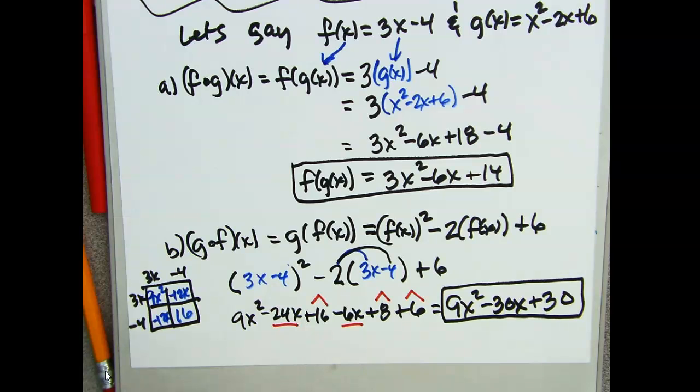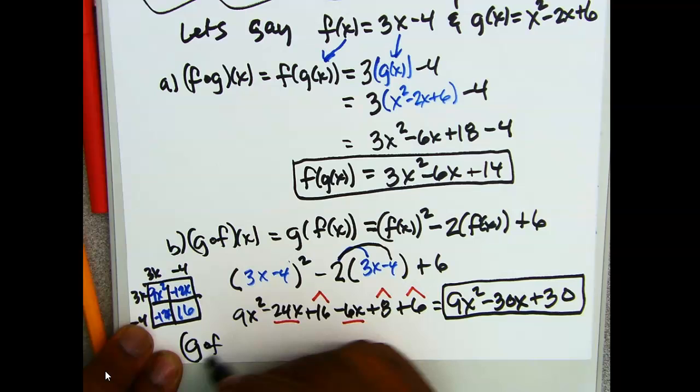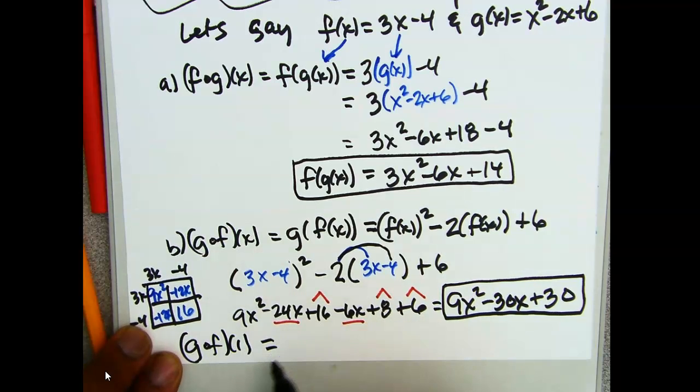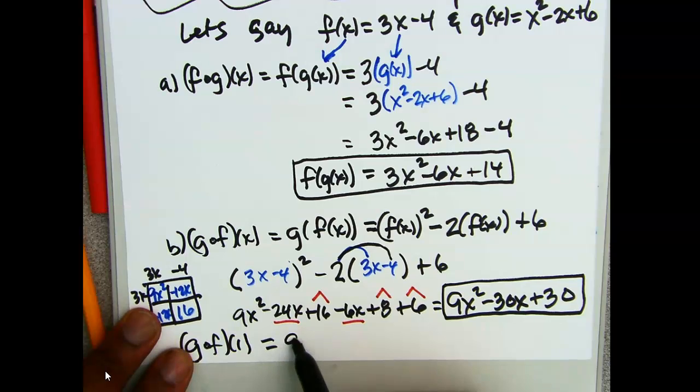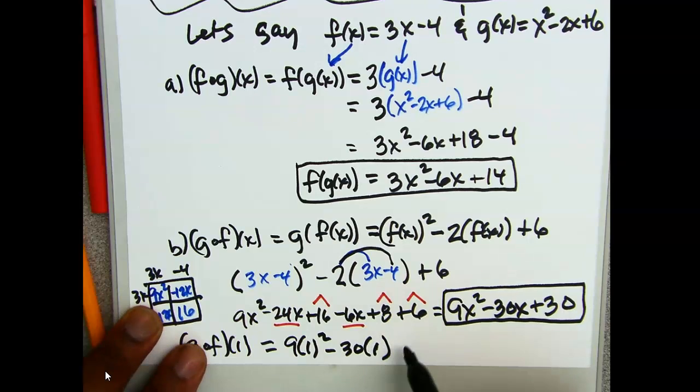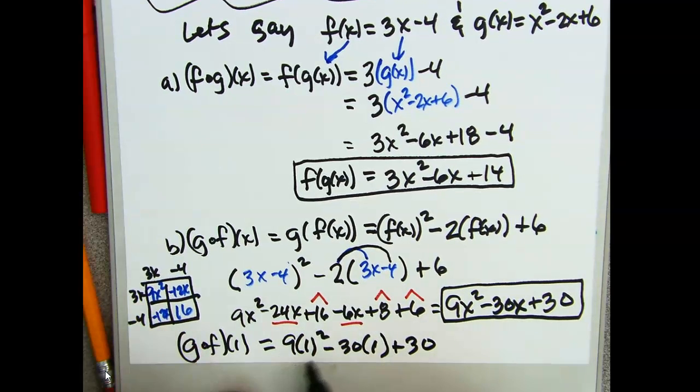So the final thing we want to do, if we wanted to find g of f of 1, well, we've already found g of f of x. So now all we have to do is substitute a 1 in here, and that'll be 9 times 1 squared minus 30 times 1, and then plus 30. So 9 times 1 squared is 9. 9 minus 30 is negative 21. And negative 30 plus 30 is 0, and then you have a 9. So our answer there is 9.